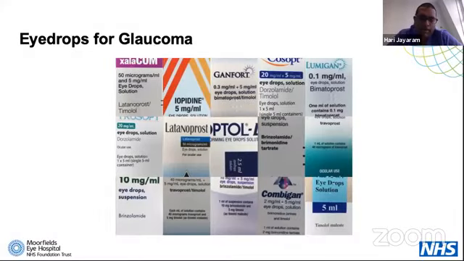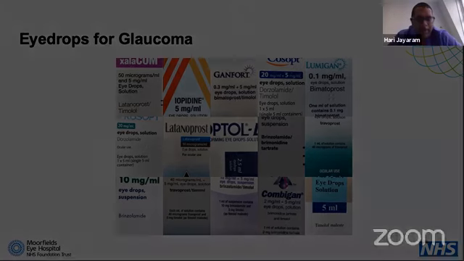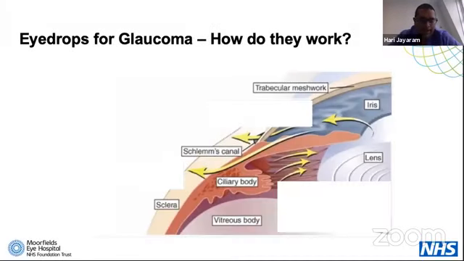Now, eye drops, there are a huge host of eye drops. This was just a selection that I found on a shelf and managed to fit into a single picture, but there are huge amounts of eye drops that all work in very, very different ways. And I just want to try and simplify this for you. This is a little diagram, again, like we showed earlier on. The fluid is produced here, it comes out through the pupil, and it drains away just in the front of the eye.